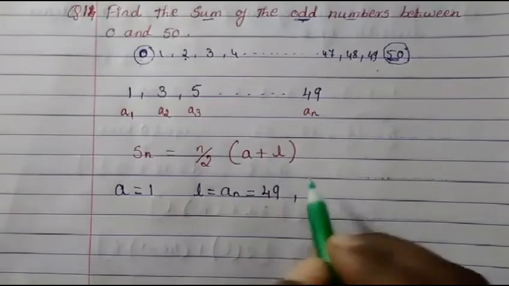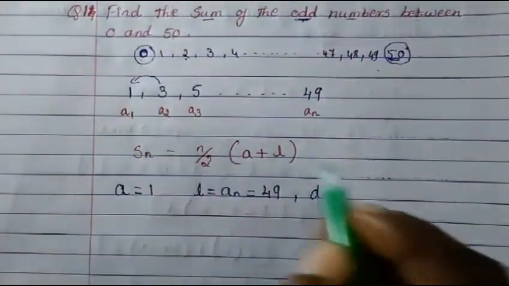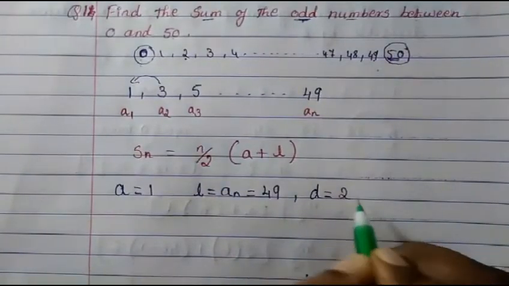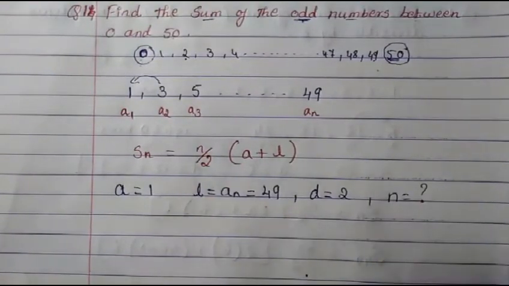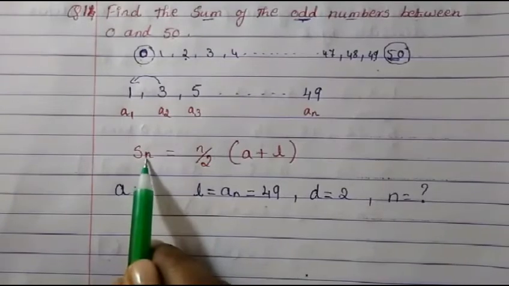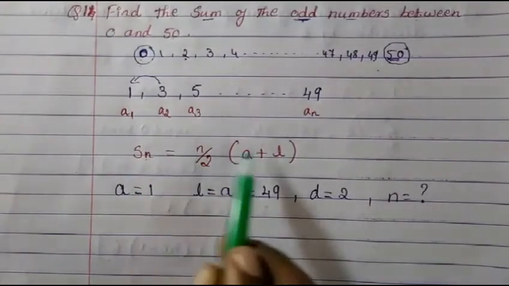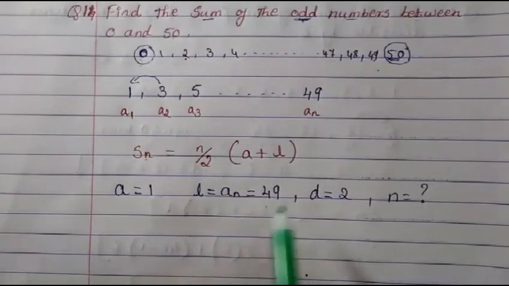Then we can find the d value. d is 3 minus 1, which gives us 2. So the d value we know, but n we don't know. So we have to find the n value. If we don't know n, we can't apply the formula. So only with these two we can't find the solution. So let's find the n value.